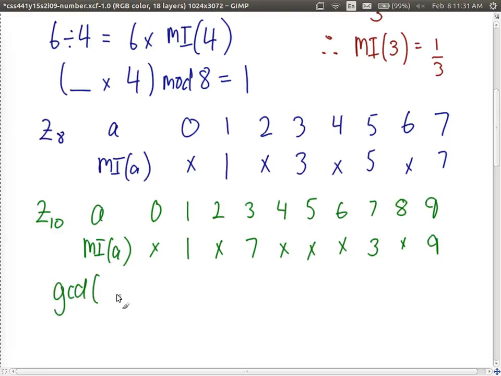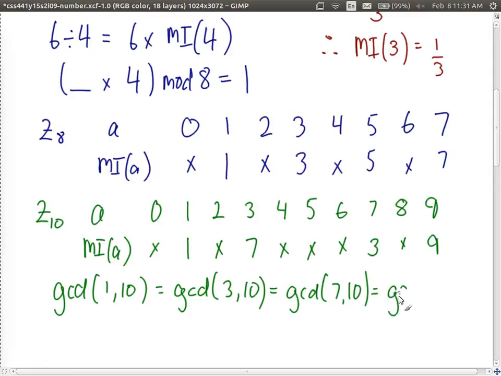We can list them all. Greatest common divisor of 1 and 10, 3 and 10, 7 and 10, 9 and 10, all 1. That is, all those numbers are relatively prime with 10. And therefore, they have a multiplicative inverse in mod 10. So when we want to do division, we need to know which numbers have an inverse, and we can find them by checking if they're relatively prime with the modulus. We can do addition, subtraction, multiplication, division. We can't do division in all cases, only when we have a number relatively prime to the modulus.